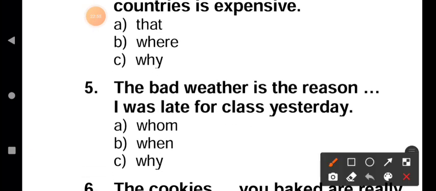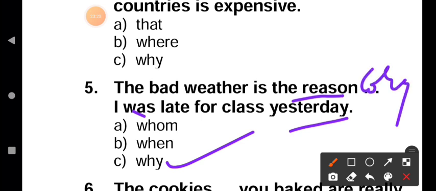The bad weather is the reason. For reason and cause, what do we select? Why. The bad weather is the reason why I was late for class yesterday. It is past tense. Yesterday indicates past tense, was. The bad weather is the reason why I was late for class yesterday. Whom and when, not. Why, for the reason.